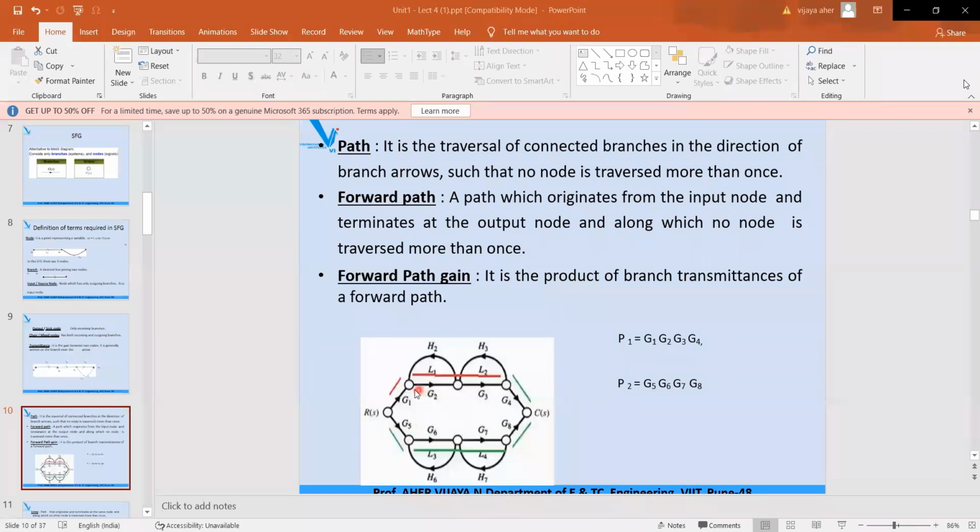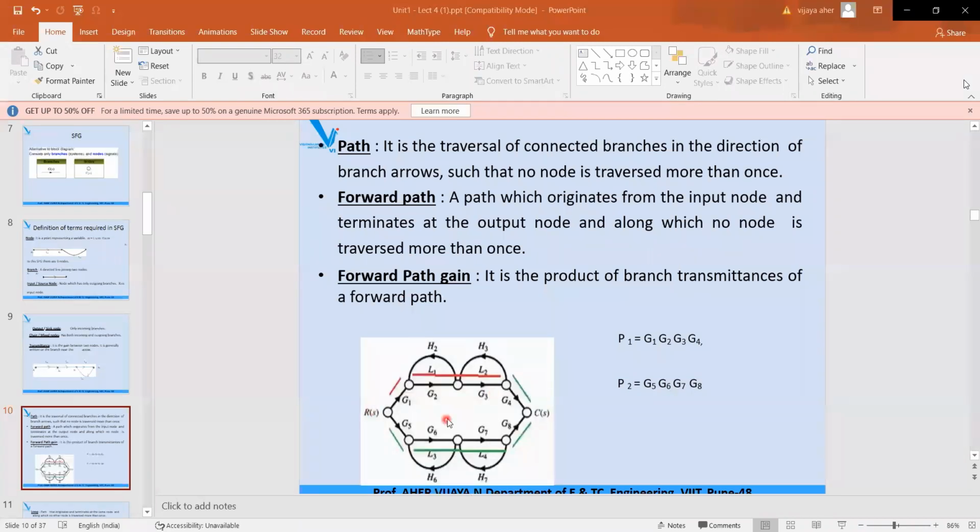So this is forward path. This is forward path. This is forward path. Okay. Now this G2, G3 are nothing but forward path gain. Now look, what is forward path gain? It is the product of branch transmittances of a forward path. Is nothing but forward path gain. So you have to remember all these terms related to signal flow graph.